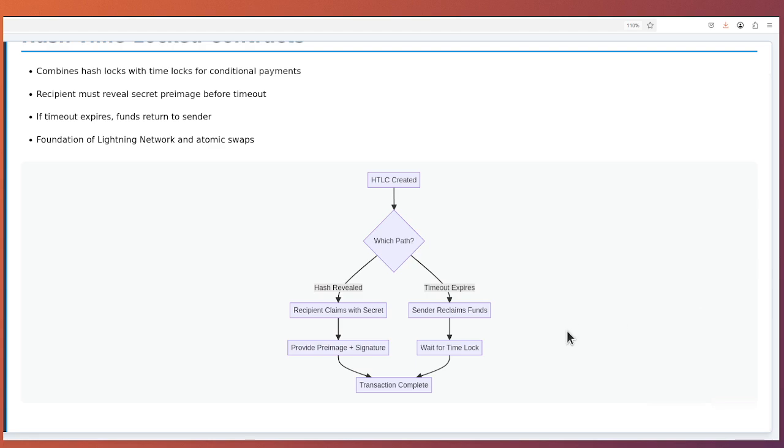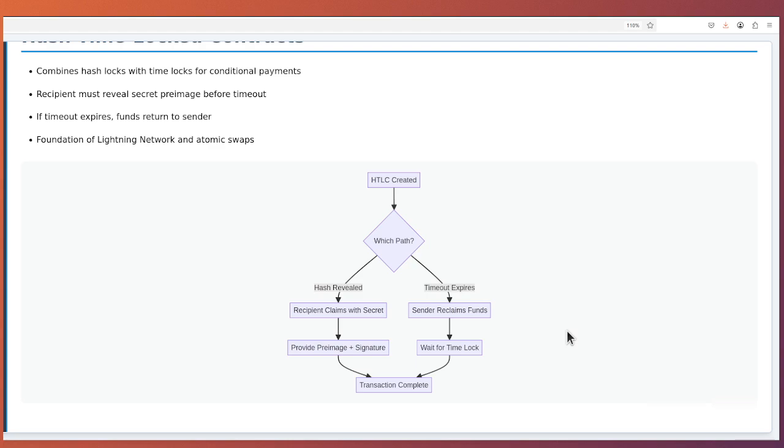The hash lock ensures that only someone possessing the secret preimage can claim the funds. The time lock ensures that if the recipient does not claim the funds, they eventually return to the sender, preventing funds from being locked forever. HTLCs enable atomic swaps, which are trustless cryptocurrency exchanges between different blockchains.